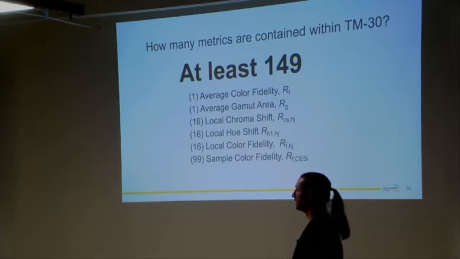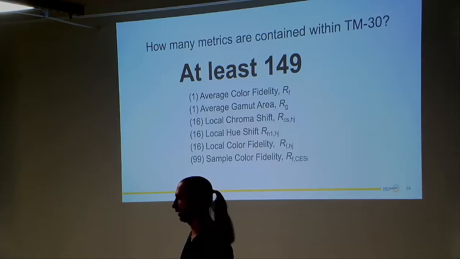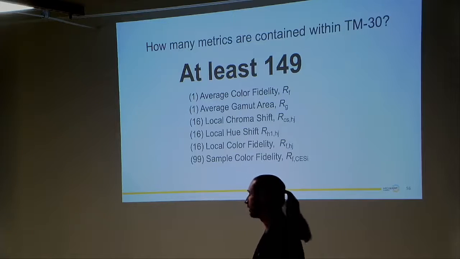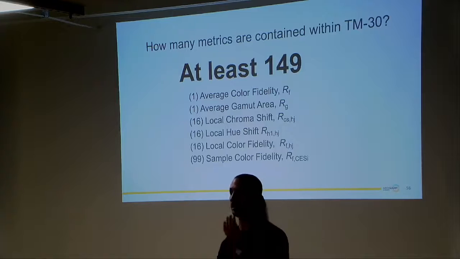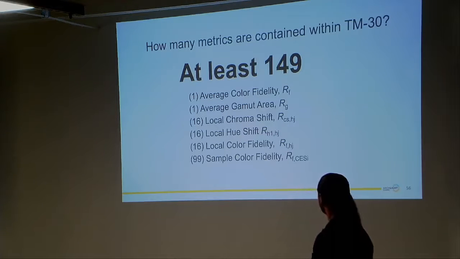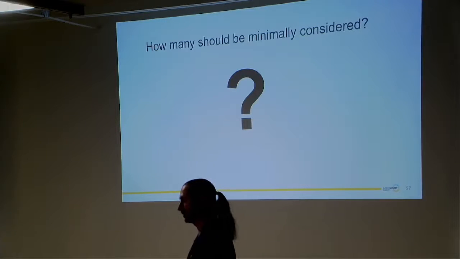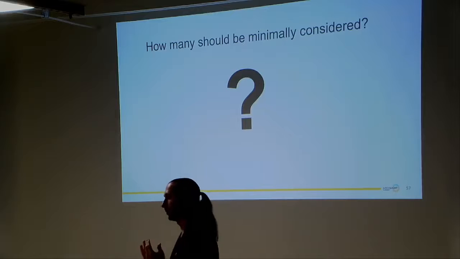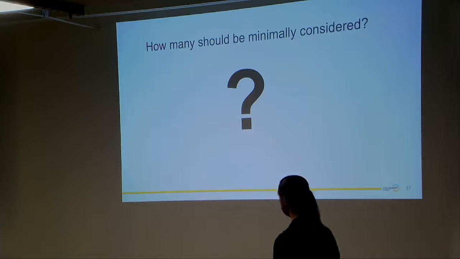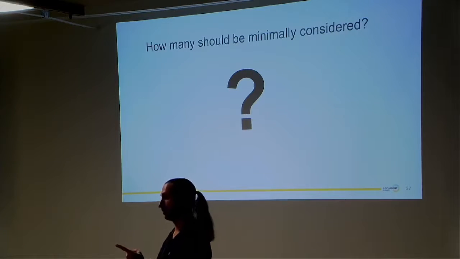No, so TM30 is sort of a methodology. It's a framework. And a lot of these will end up being useful for people like me, who do science and research and study. But we obviously don't need 149, right? It's impractical. You can't specify 149 metrics just for color, right? Nobody's going to do that. It's not possible. Also not necessary. So we should ask the question, well, how many do we need to consider? We know the answer is not 1.